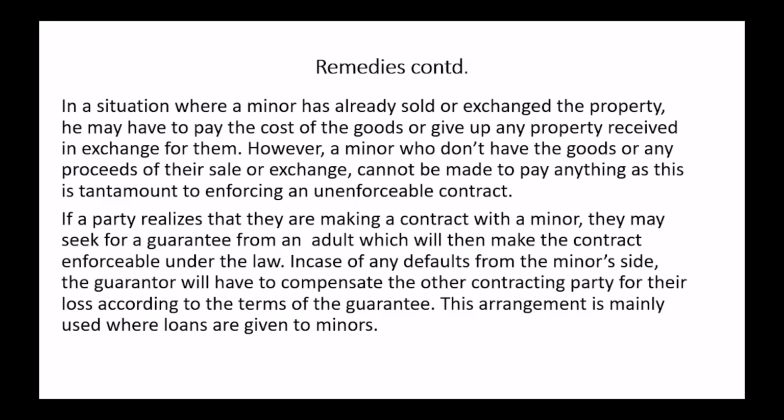If a party realizes that they are making a contract with a minor, they may seek a guarantee from an adult, which will then make the contract enforceable under the law. In case of any defaults from the minor's side, the guarantor will have to compensate the other contracting party for their loss according to the terms of the guarantee. This arrangement is mainly used where loans are given to minors.